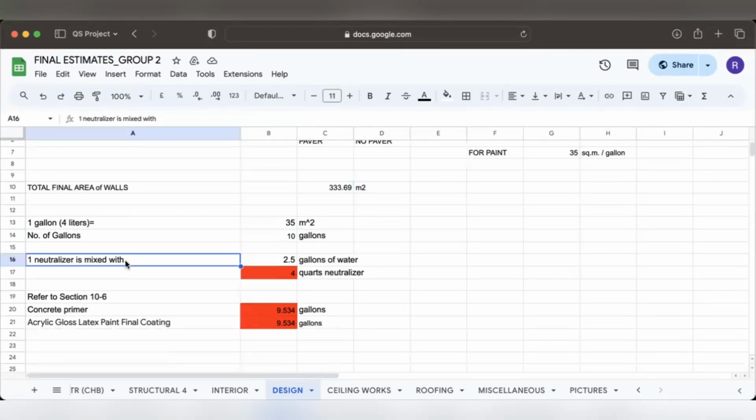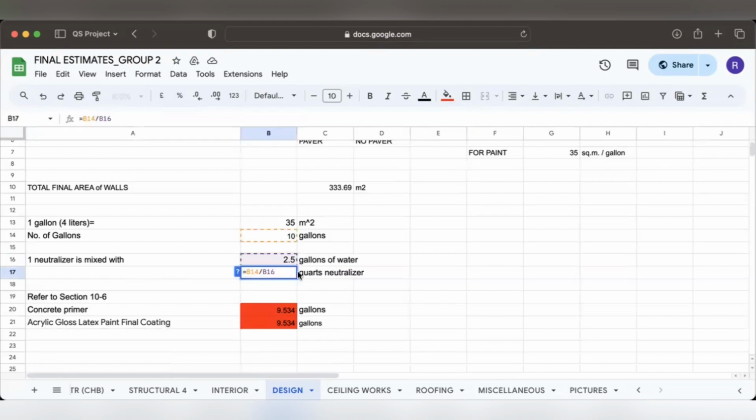So we have 10 gallons. We'll need 10 gallons. Next, the neutralizer is mixed with a total of 2.5 gallons of water. To get the number of quarts of neutralizer, we divide the 10 gallons by 2.5 to get 4 quarts of neutralizer.